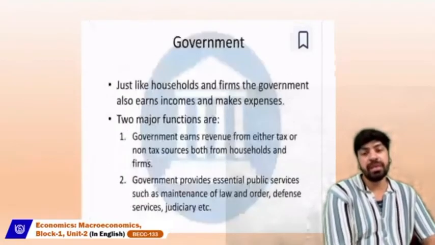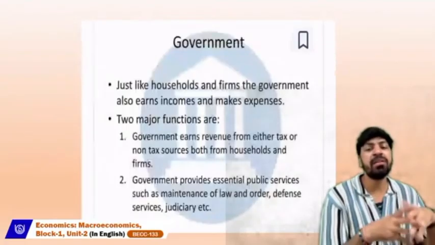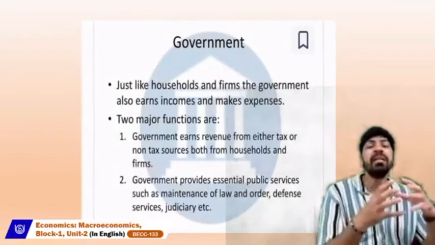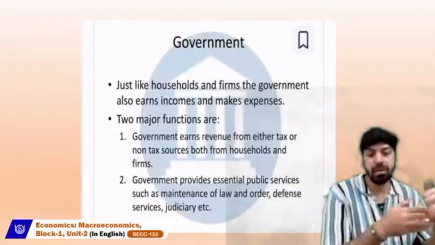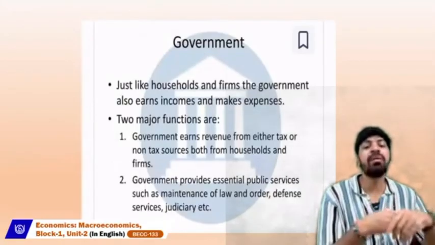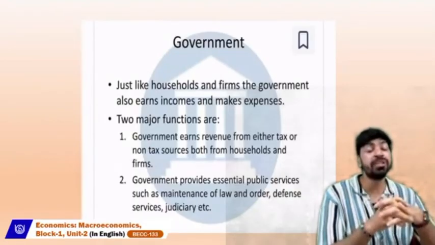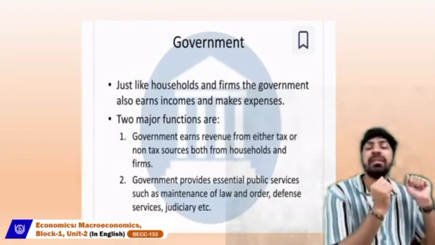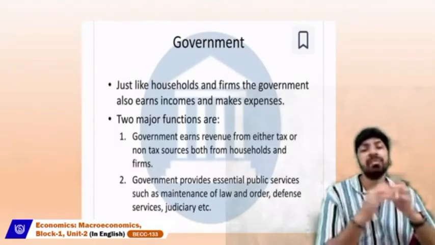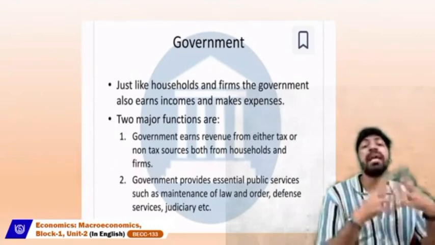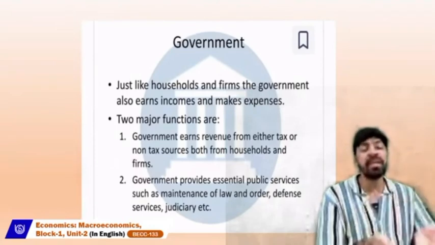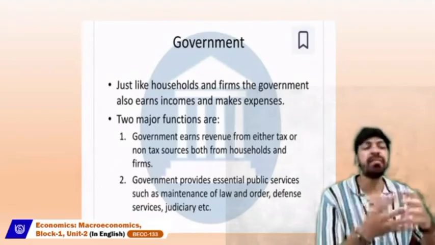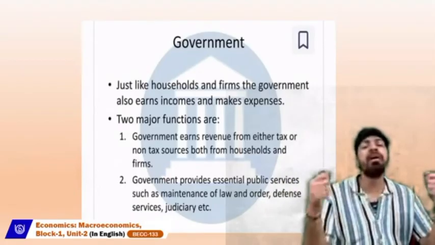The next one is government. When we talk about government, we are not talking about the selling or buying of goods and services. When we talk about tax or non-tax, we are talking about law and order. We talk about the judiciary and the defense services. Just like the firms and the household, the government also earns income and makes expenses.